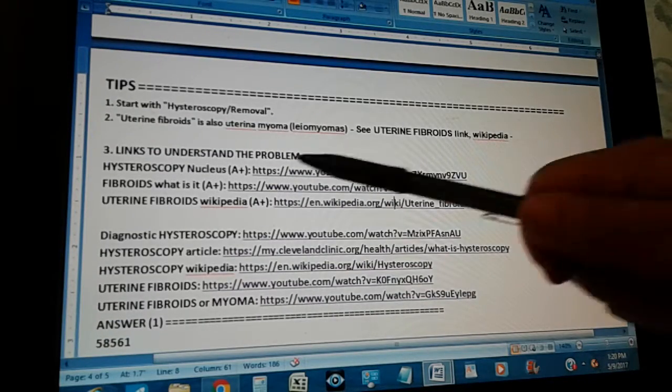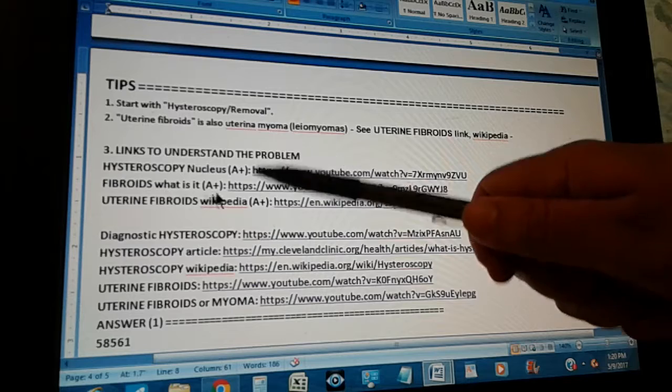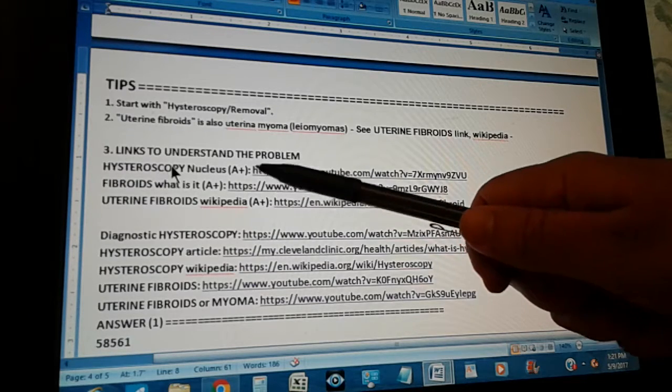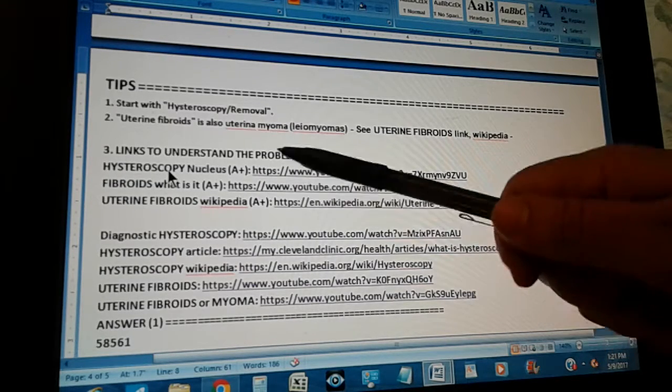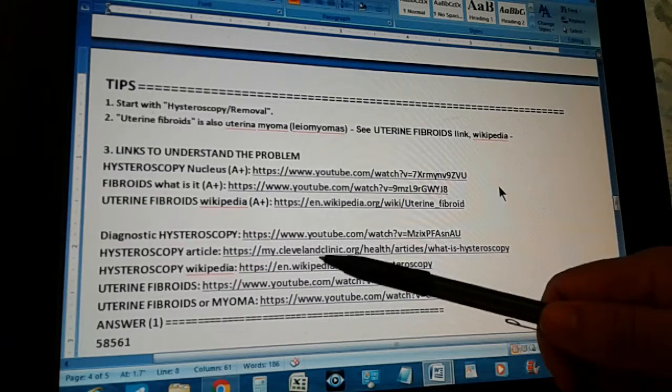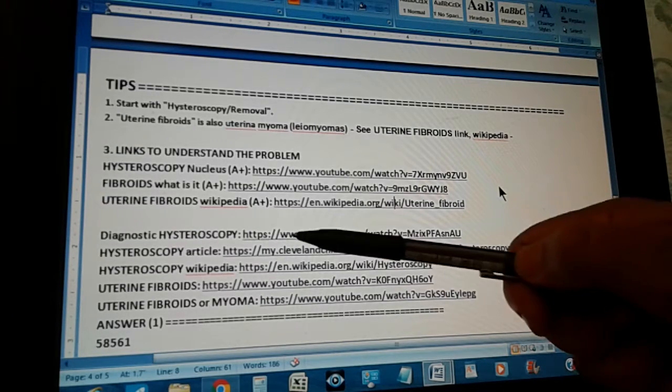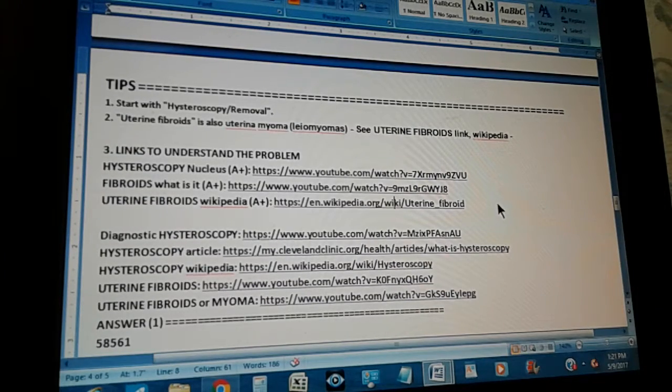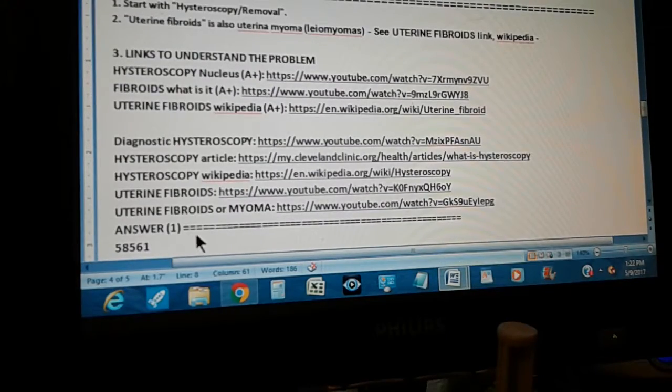Then remember that we have gathered the A pluses together. You should watch the A pluses to understand the problem. Those are the best links. And if you have time and you want to explore a little further, you can go to the other links. So you already have the tips, you already have the links, and you know the answer. The answer is 58561.